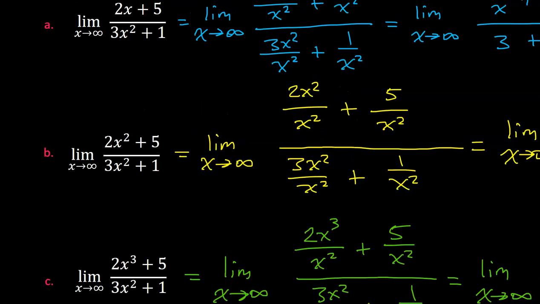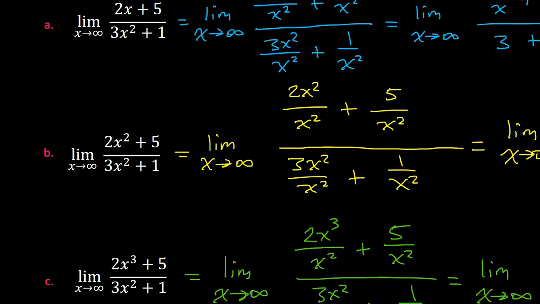So let's compare these 3 rational functions to see if we can come up with some rules. We can see that these functions are exactly the same, except the power of the x in the numerator kept changing. So the first one was degree 1, and the second one was degree 2, and the last one was degree 3. That's the only thing that was changing. So the key is this.